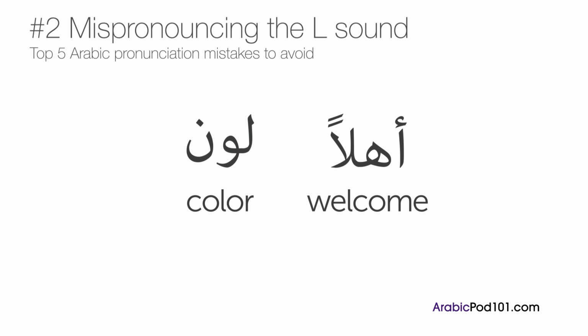لون أهلا. Unlike the English L, the tongue is ever so slightly flatter and straighter in Arabic. Don't worry if you don't get it right away, because we'll break down this sound in Lesson 5.